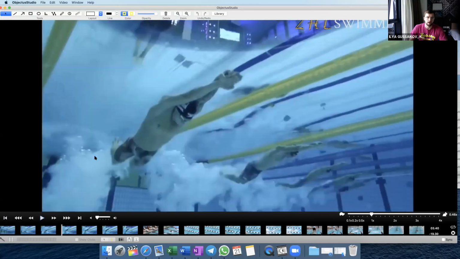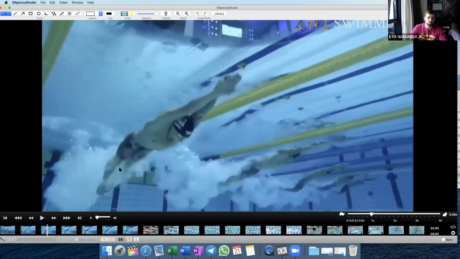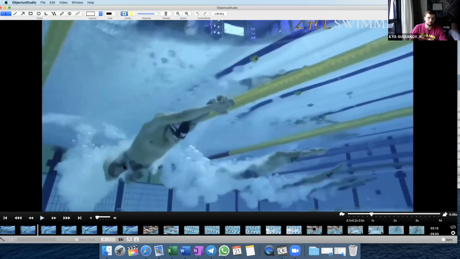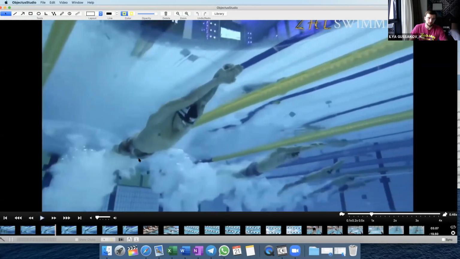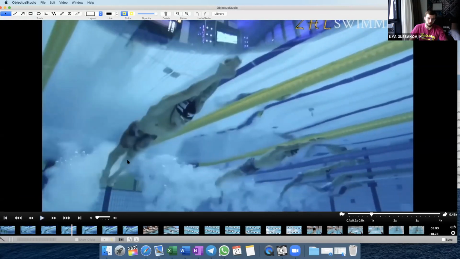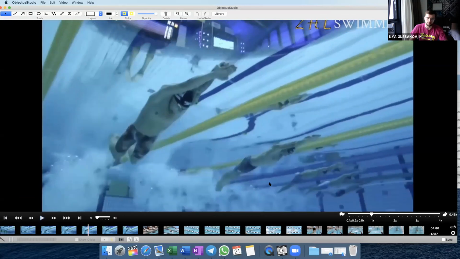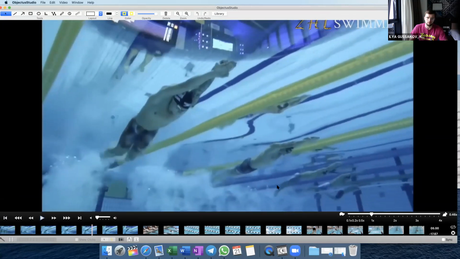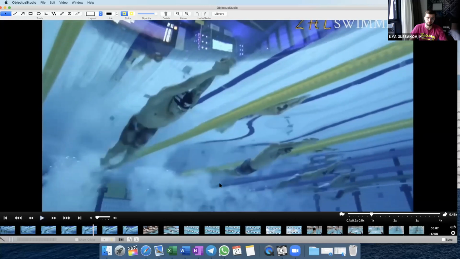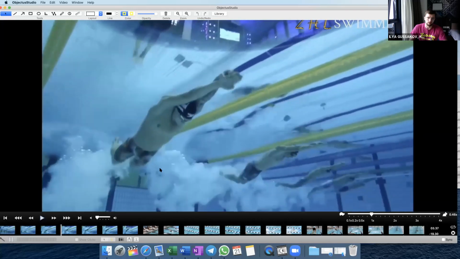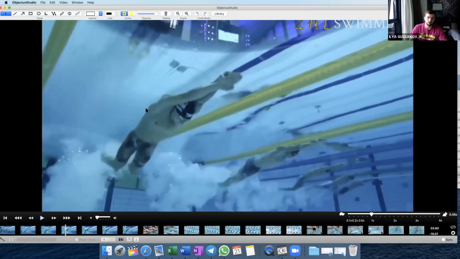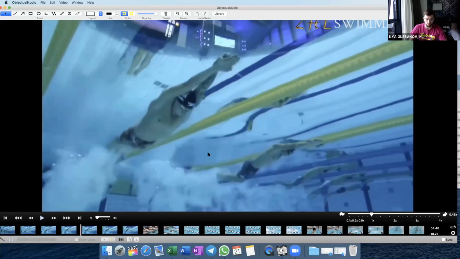Why is he that fast? Because his range of movement for the dolphin kick is quite wide. It's really wide and really powerful. He's kicking really fast and really hard. Most swimmers try to do a small range of movement really fast, but he's doing the opposite. His range is wide and big.